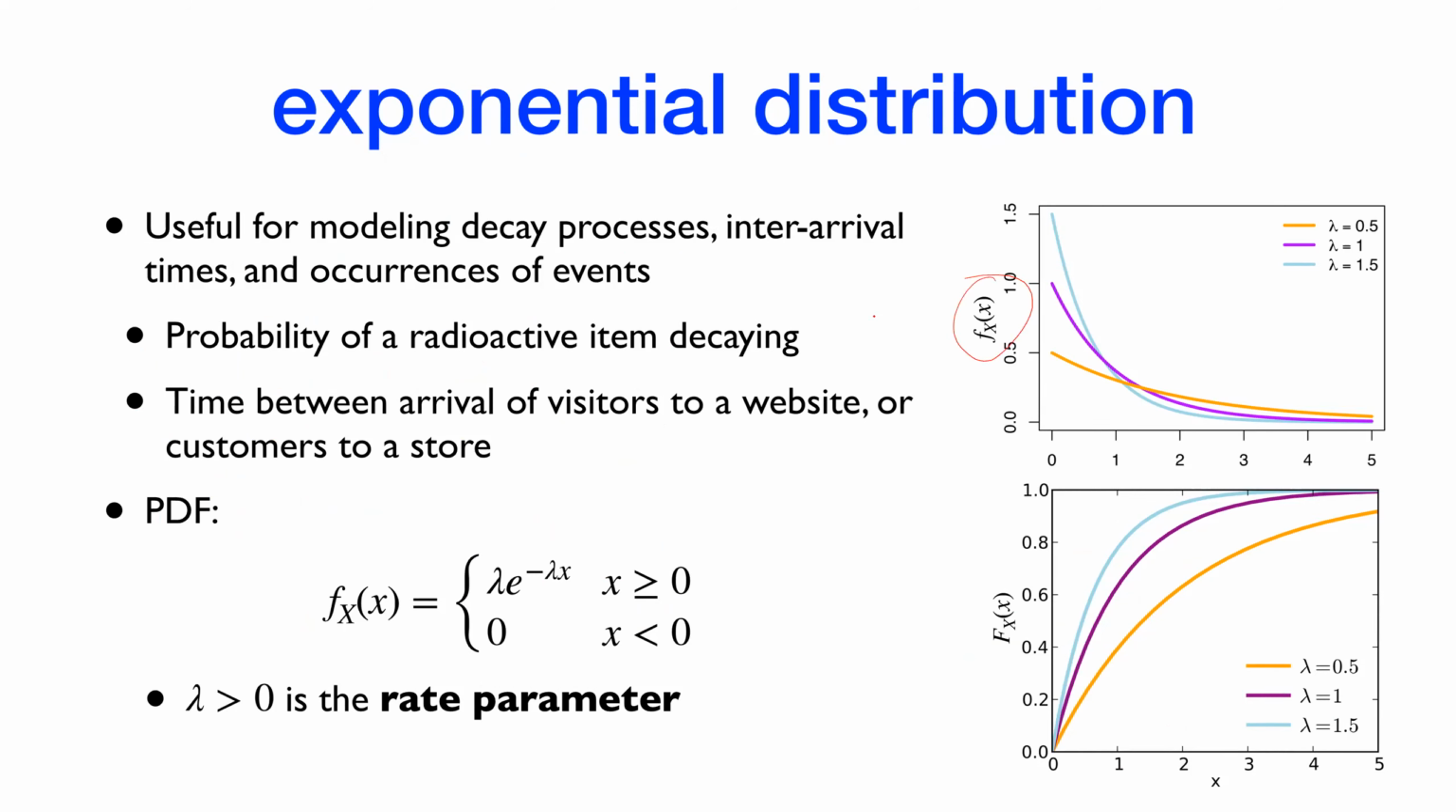The PDF of this distribution, the exponential distribution, looks like this. It's exponentially decaying. The mathematical formulation of this PDF is: if x is smaller than 0, it is equal to 0, so nothing happens in the negative region. The only thing that happens is in the positive region. Only when x is greater than or equal to 0 do I start to have this formulation.